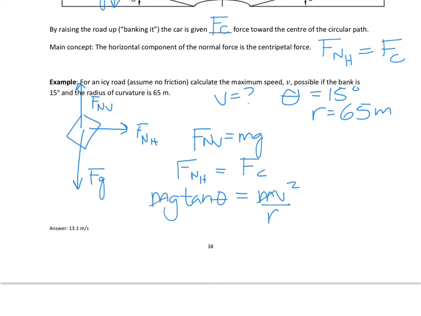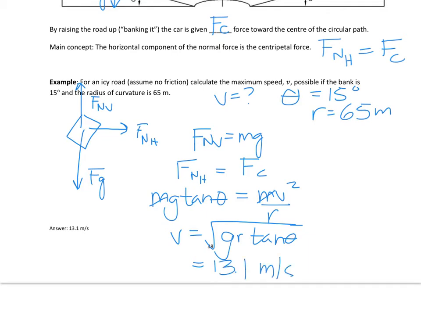The m's cancel out. What do we want to find? We want to find v. To get v by itself, I'm going to have the square root of g r tan theta. I'm going to substitute those numbers in and see how I did. Let me bust out my calculator here. Times tan 15 and square root it. Bam, 13.1.